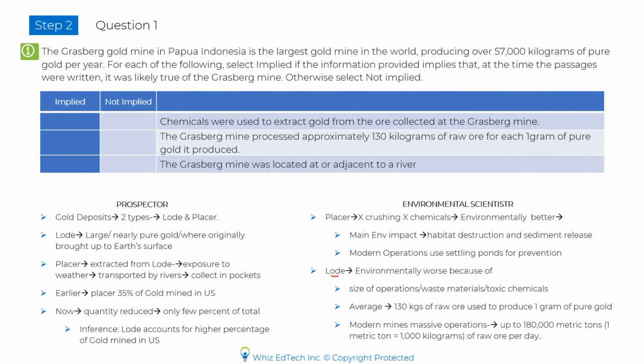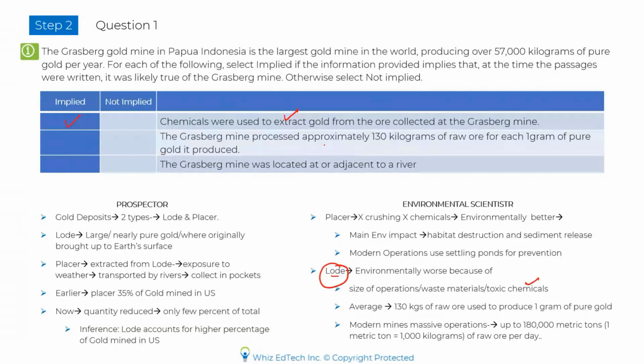For each of the following, select implied if the information provided implies that at the time the passages were written, it was likely true of Grasberg mine. So what is true of Grasberg mine should be put as implied. Now, we know that it is the largest, so it must be of massive scale, means it is lode. If it is lode, then chemicals were used to extract gold, yes. Okay. And so this is definitely implied.